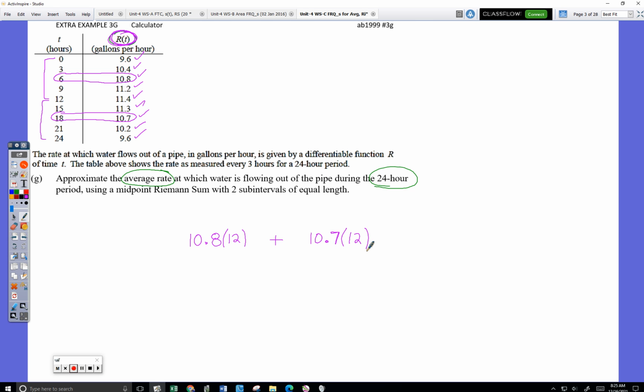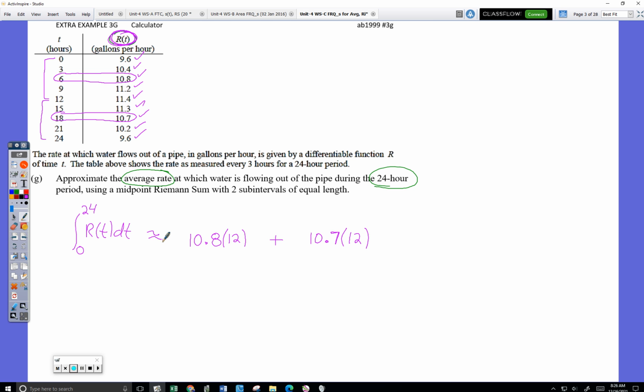Because what I'm doing here is an integral. This is the integral from 0 to 24 of R of t dt. Because we've done that. You practiced this on the buff packet.